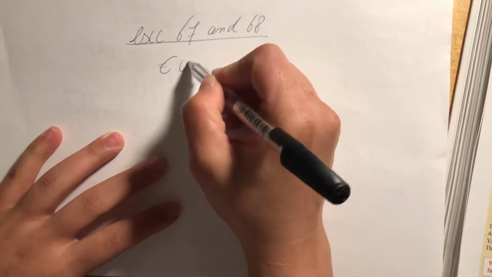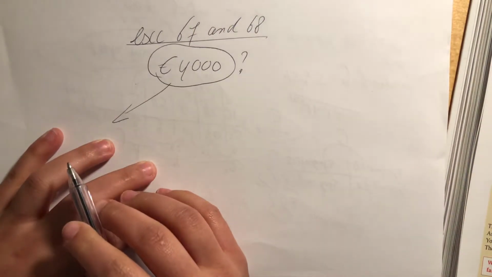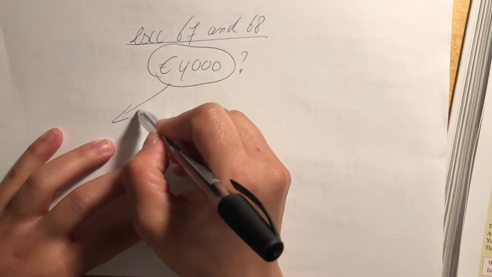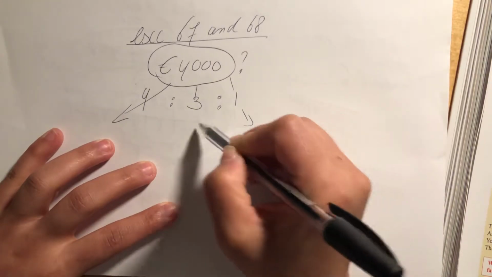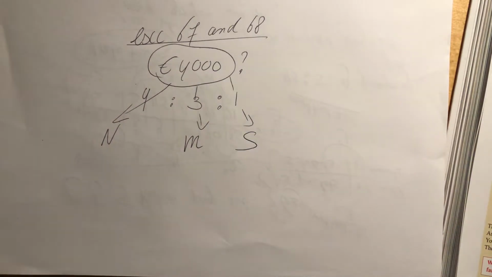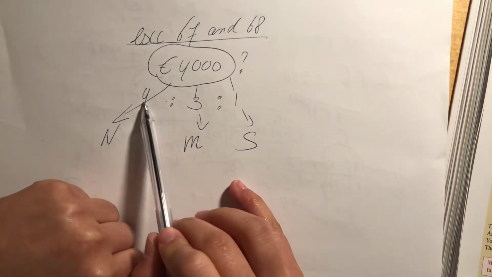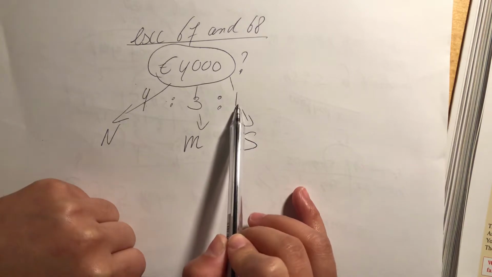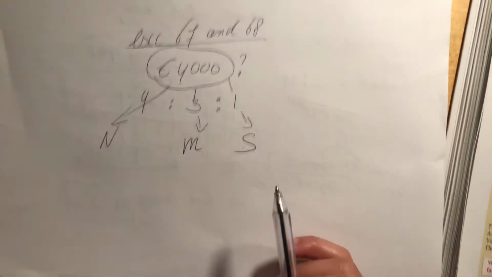All right, let's think about this. What do you do with the 4,000 euros? You know you have to divide it, in the ratio 4 to the ratio of 3 to the ratio of 1. That is Nikita, Melvin, and Simon. How are we going to approach this? Well, you know that this person should get 4 times the amount than Simon. And then from Simon, Melvin gets 3 times the amount.